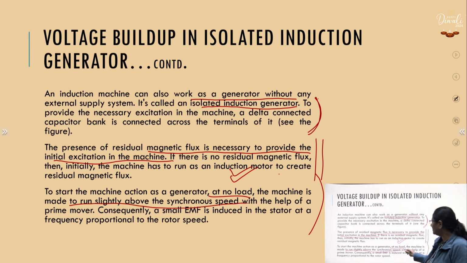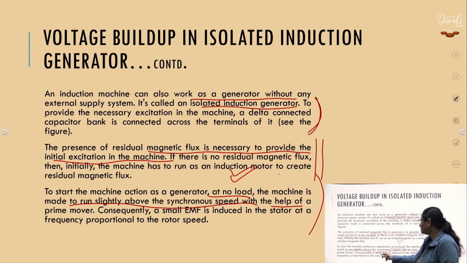To start the machine action as a generator at no load, the machine is made to run slightly above the synchronous speed with the help of some prime mover. Prime mover can be anything. It can be a turbine, a hydraulic turbine, a wind turbine, or any other turbine, or it can be a diesel generator or IC engine based generator, or anything which is capable of providing mechanical rotation to the machine.